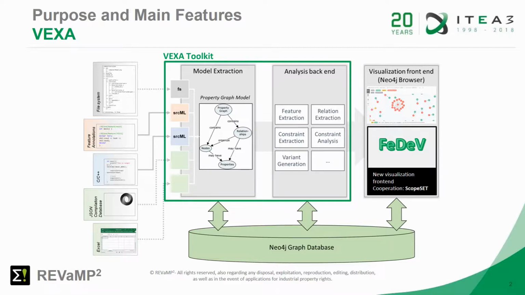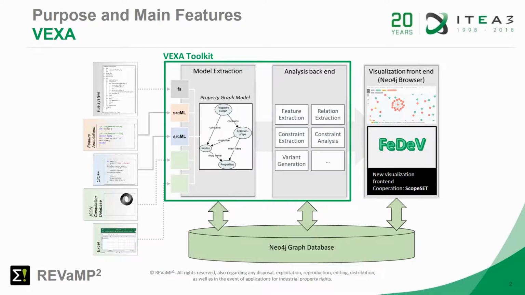VEXA builds upon the Neo4j graph database that it uses as its primary storage backend. In summary, VEXA is a plugin for the Neo4j database that runs inside the database itself, thus leveraging the powerful processing capabilities of Neo4j. In addition, a variety of existing Neo4j graph algorithms for search, clustering, ranking, and so on can be easily incorporated into custom source code analysis.